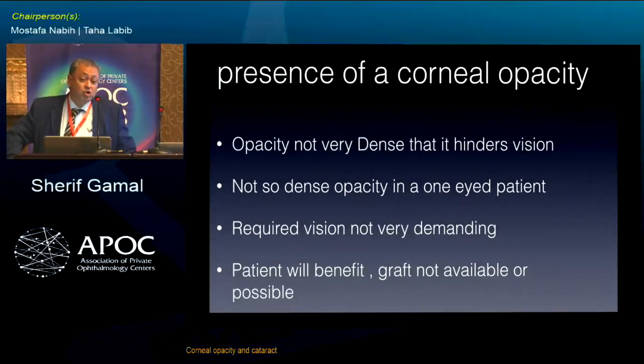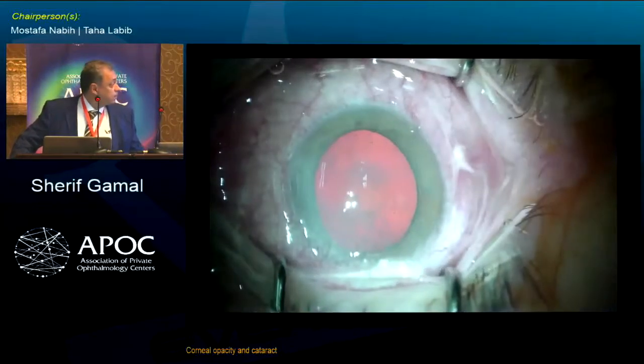Some people do not require excellent vision. They want vision enough for them to move around the house. So here again, you can take the decision of removing only the cataract. Also, if the patient will benefit and a graft is not available, if possible, again, you can take the decision to operate on the cataract only.